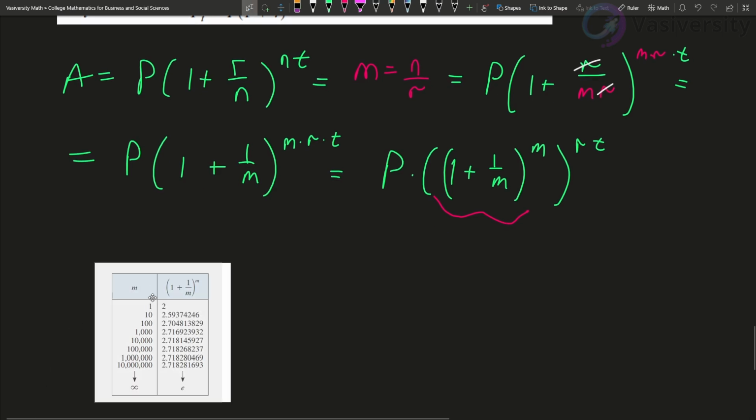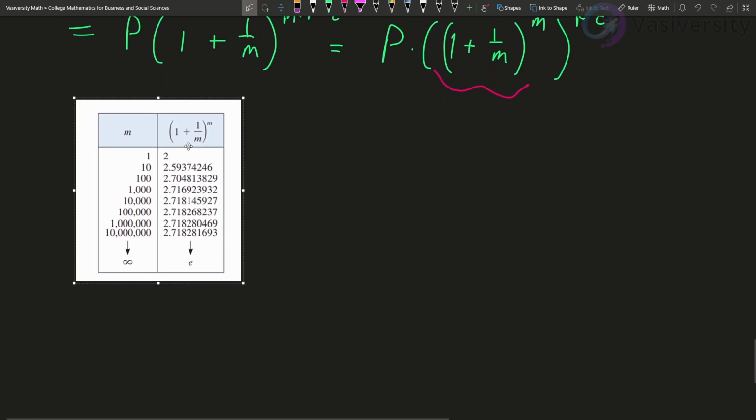But essentially, as M grows, this expression gets to E. That means the middle part is growing to E, so it's the same thing as P times E to the power of R T. This is the natural base, and in a very similar fashion, that's how Leonhard Euler found that number, and he called it Euler's constant.